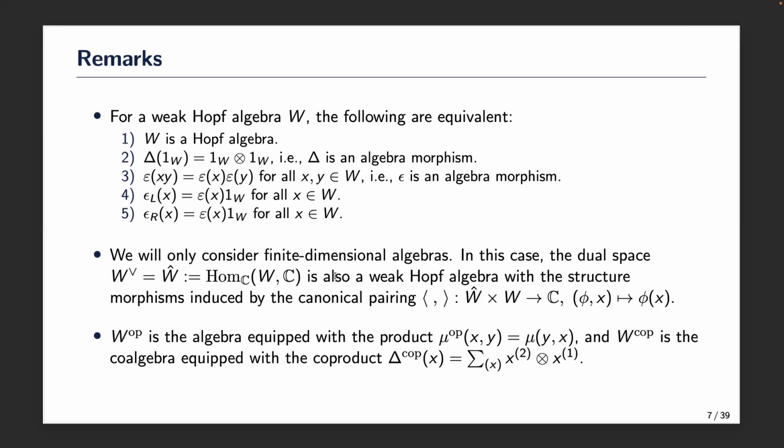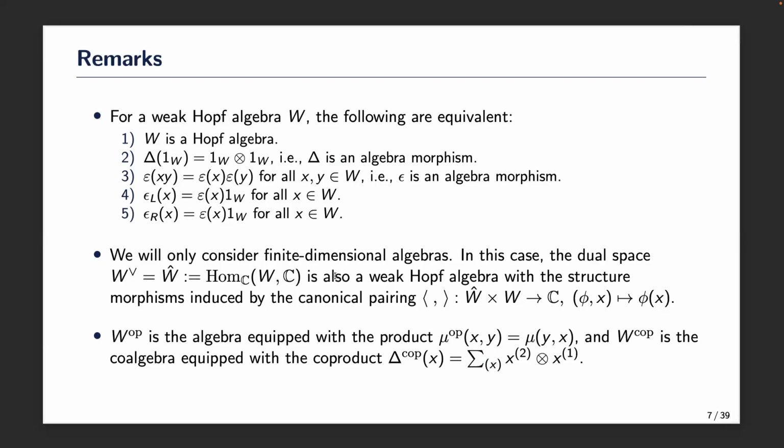And the last two conditions say that in the case of a Hopf algebra, epsilon_L and epsilon_R are just equivalent to the counit epsilon, up to a unit. So we can see that the weak Hopf algebra is just some kind of generalization of Hopf algebra. And we only consider finite dimensional algebras. In this case, the dual space of W is also a weak Hopf algebra with the structure morphisms induced by the canonical pairing between W and W hat. We can denote the dual by W check or W hat.